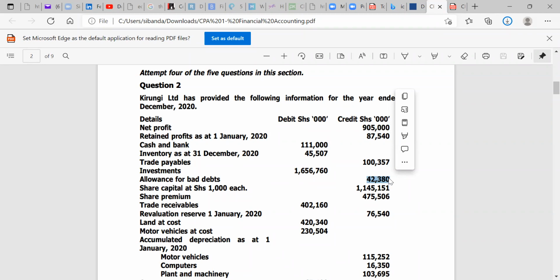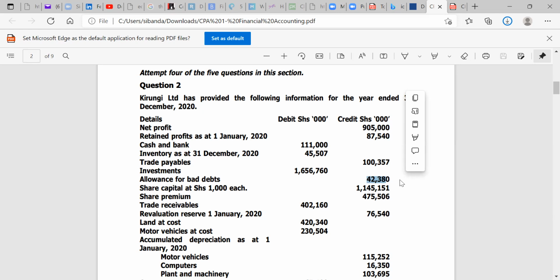Bad debt is somebody who fails to meet their obligation, their debt obligation. So an allowance for bad debt is basically trying to set money aside to say, in case someone does not pay me, at least this is something that I've set aside. So that's why we call it an allowance for bad debt. So that's why we are seeing it on the credit side. Now, also you need to understand that provision for bad debts is different from bad debts.